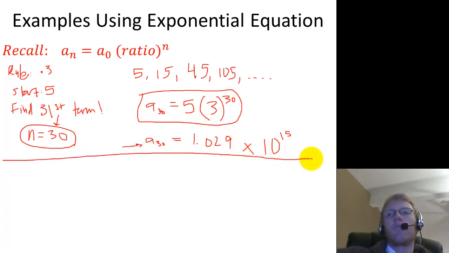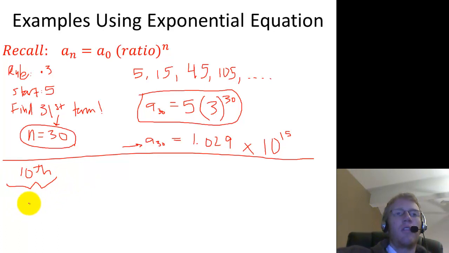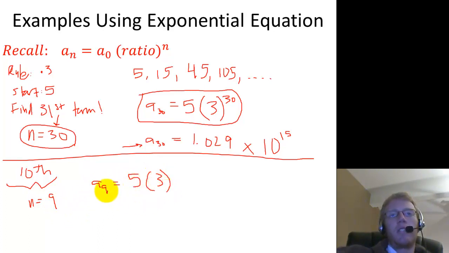Okay, let's do something more reasonable. Let's find the 10th term in that same sequence above. So in this case, remember the 10th term means n equals 9, and so we can say a sub 9 equals the starting value 5 times the ratio 3 raised to the 9th power.